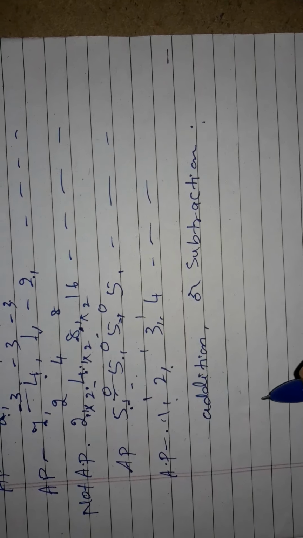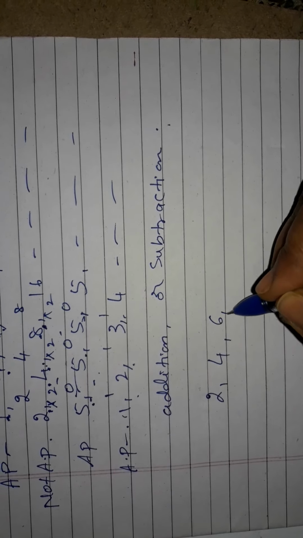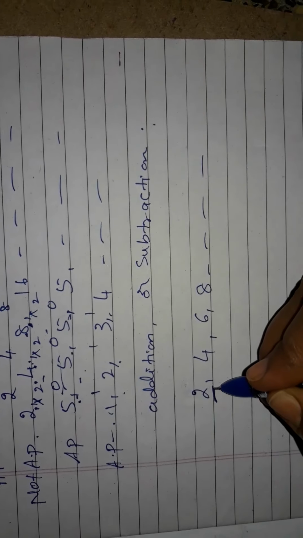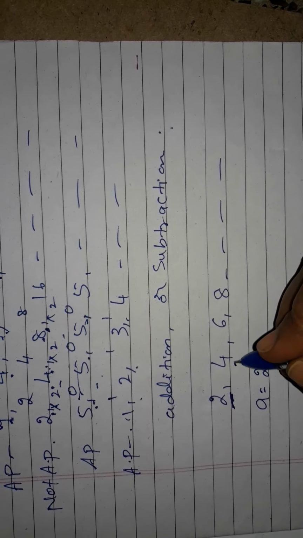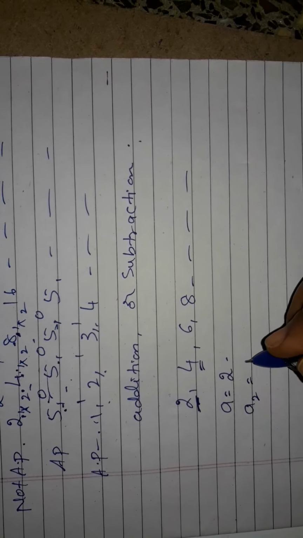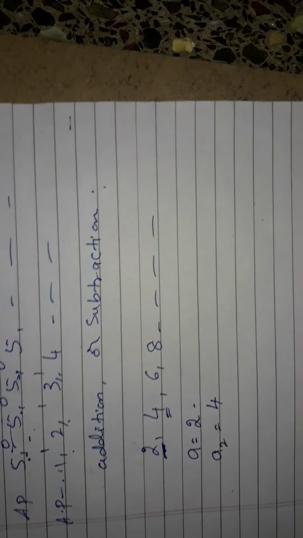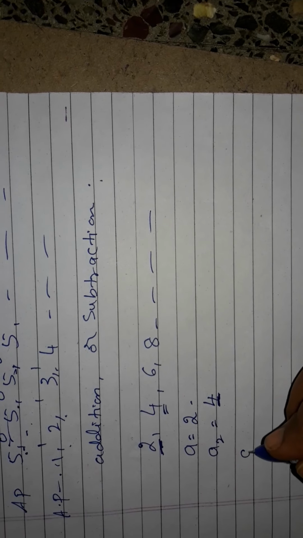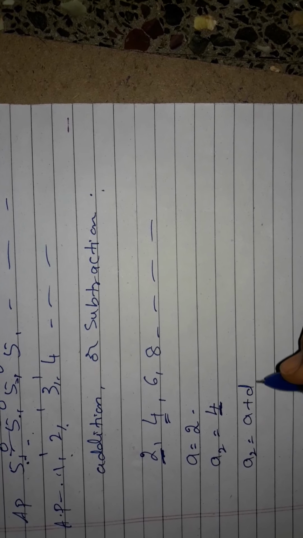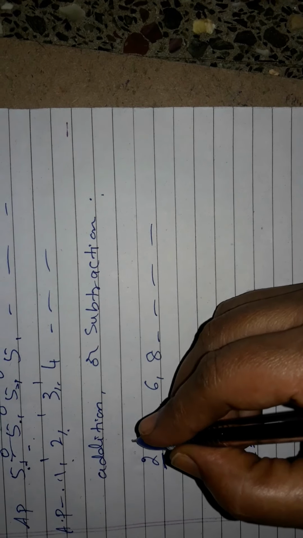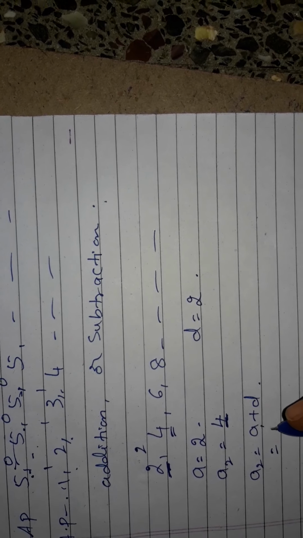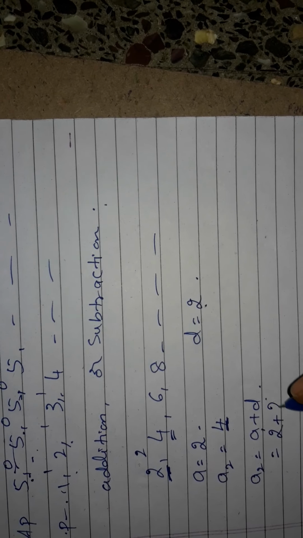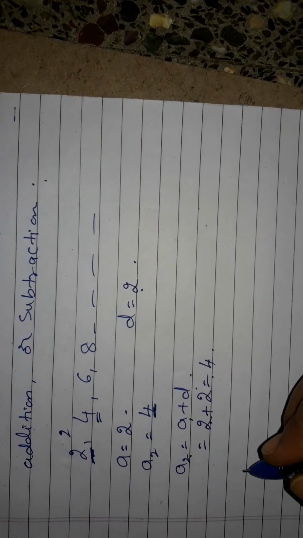See, in this sequence 2, 4, 6, 8, this 2 is called the first term, that is a equals 2. The next number is 4, that is a2, so a2 is equal to 4. Now I am explaining how 4 comes. a2 is equal to a plus d, where d is the common difference. Here 2 is the common difference, d equals 2. The first term is 2, and by adding the common difference 2, we get the second term. So a2 is equal to 2 plus 2, 4.